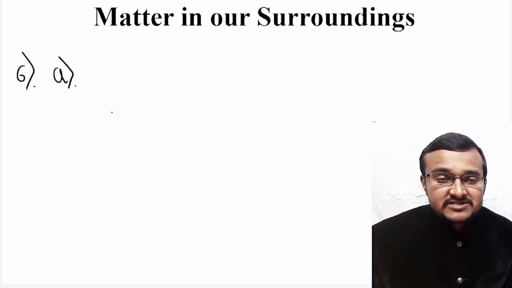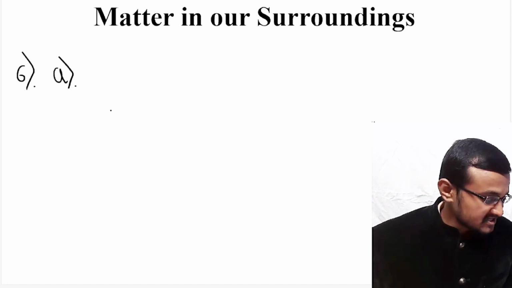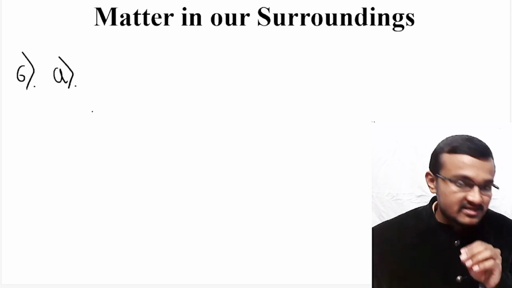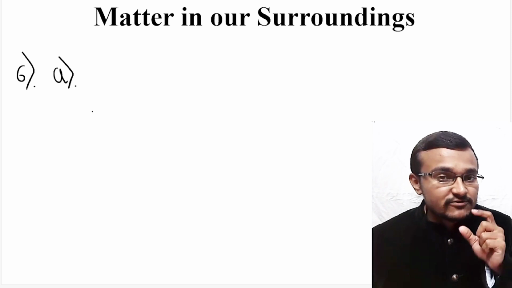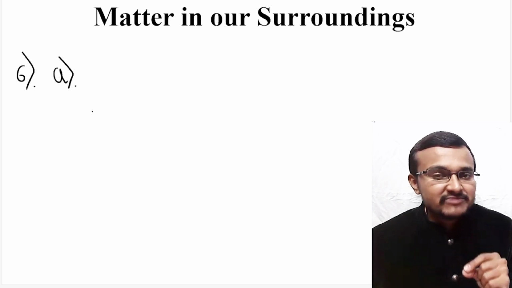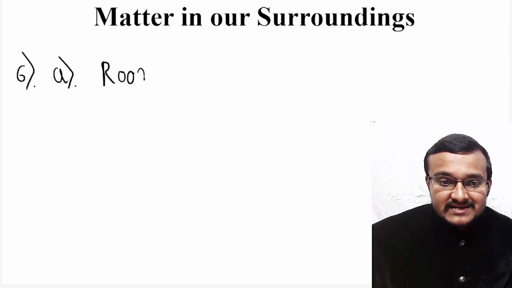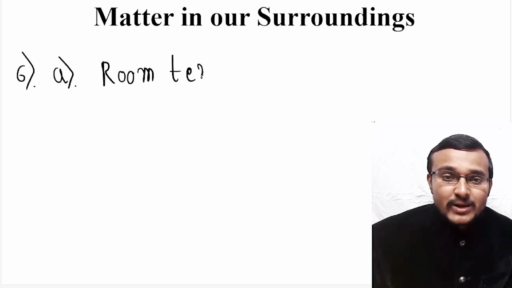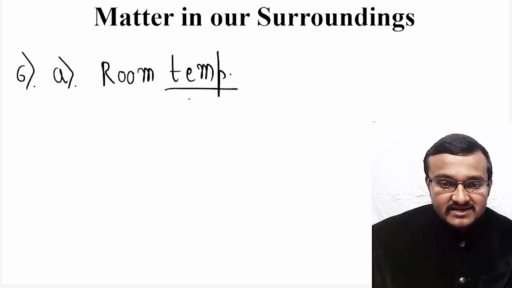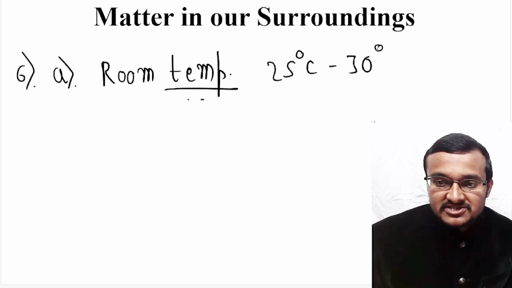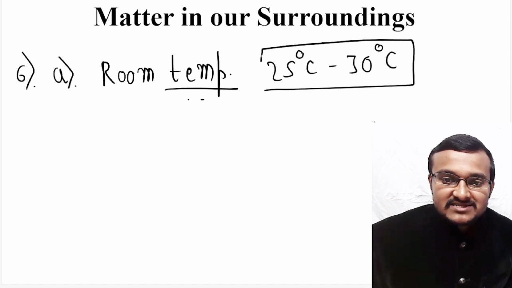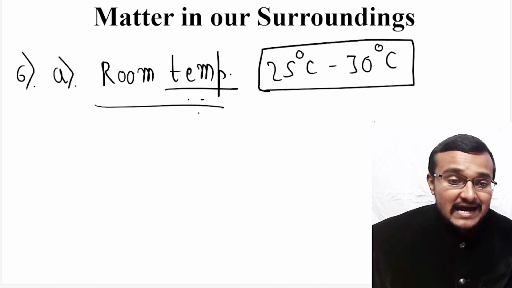The first question, that is A question in this sixth question, says water at room temperature is a liquid. You should give two reasons why water at room temperature is liquid. Because room temperature is always known as 25 degrees Celsius. If there is a temperature anywhere between 25 degrees Celsius to 30 degrees Celsius, this temperature range can be known as room temperature.